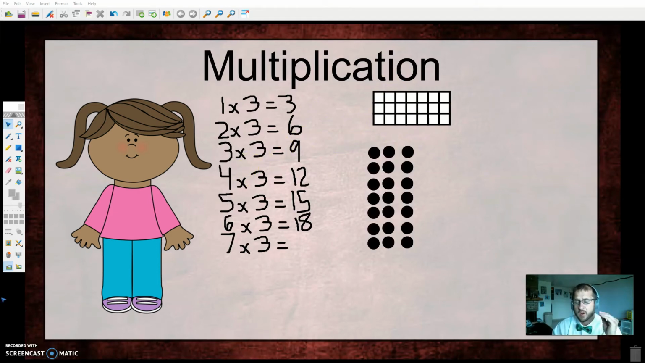In that array there, we have rows of 3. So those rows of 3, or those columns of 3 in the area model, are each going to tell us what 7 times 3 is.